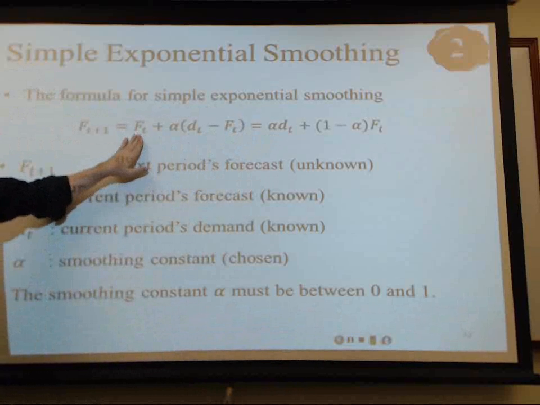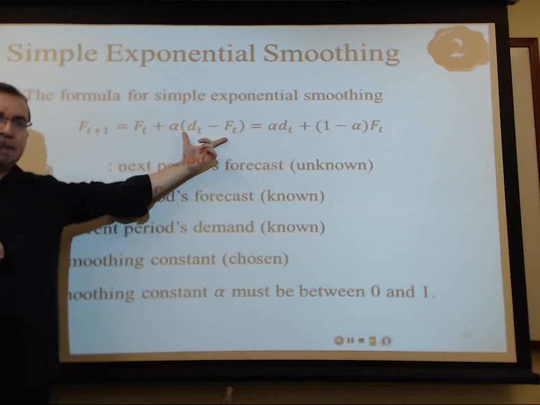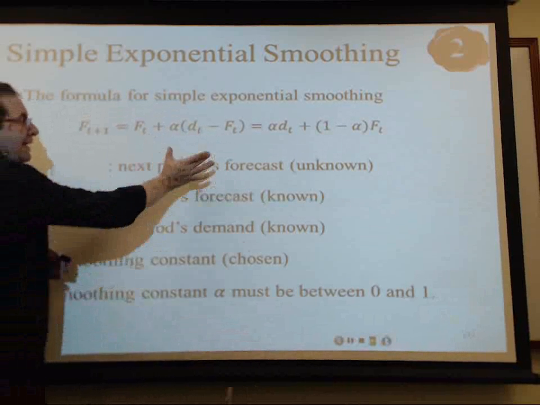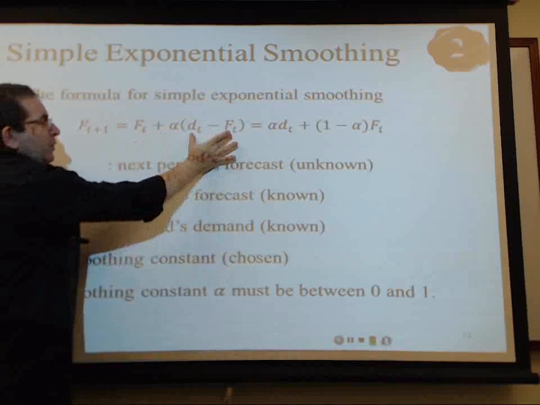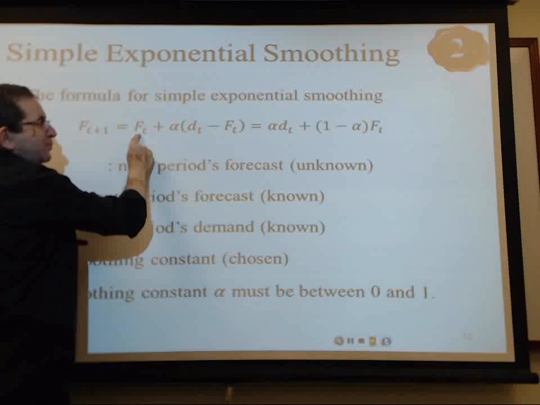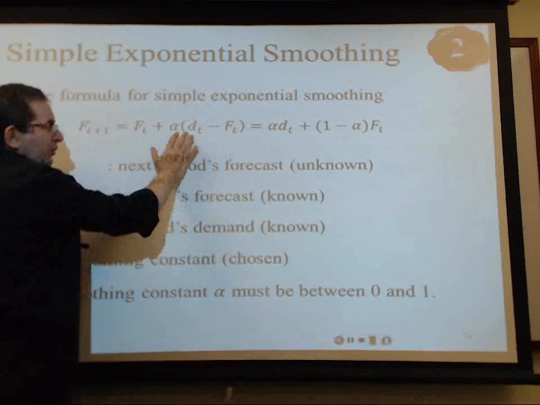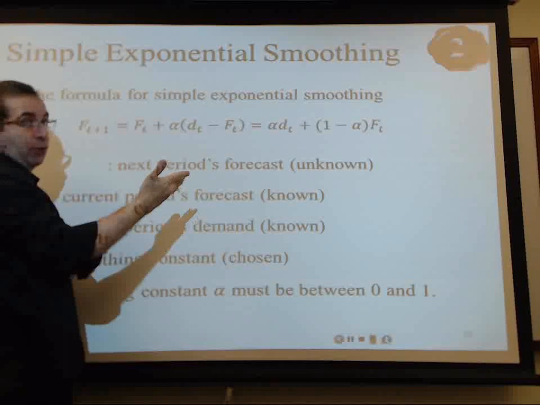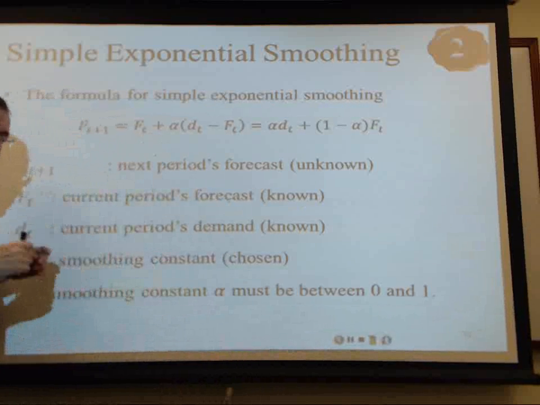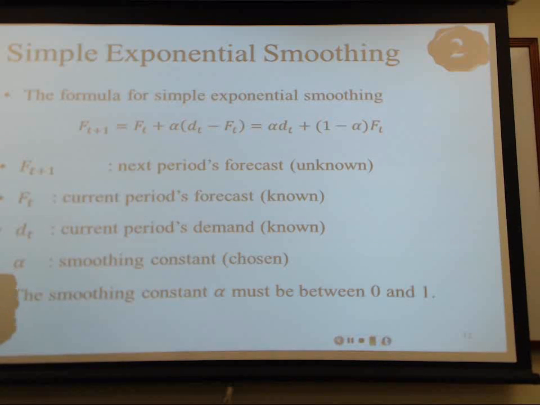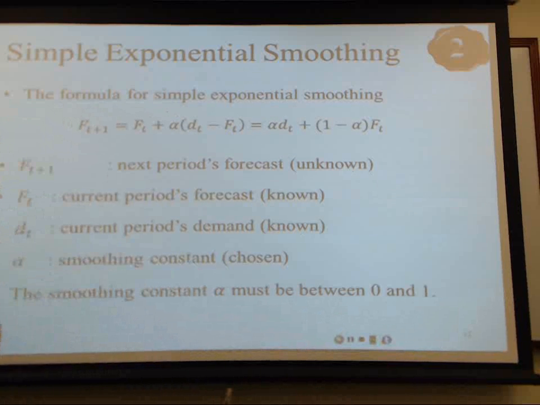We correct this forecast by this term. Now, what is this term? If you look at it, this is the forecast error. This was our forecast, and we were off by this amount. We add this correction term to this forecast to improve forecast quality. And this alpha is a number between 0 and 1, called the smoothing constant. It must be between 0 and 1.